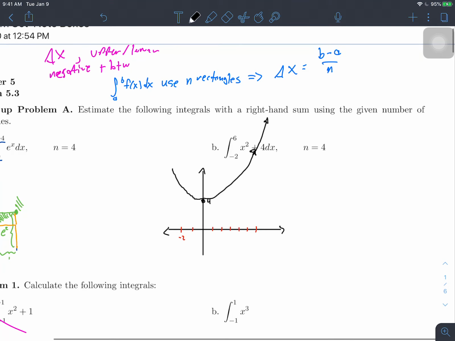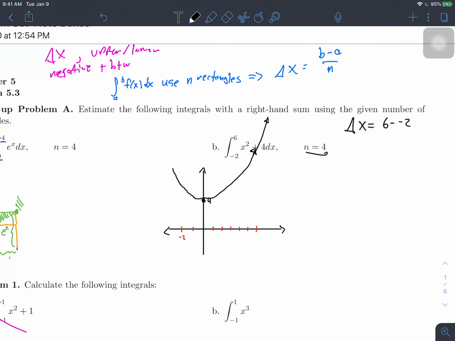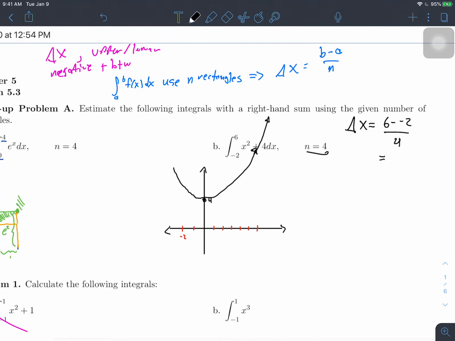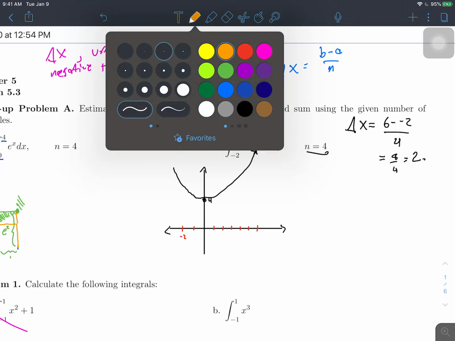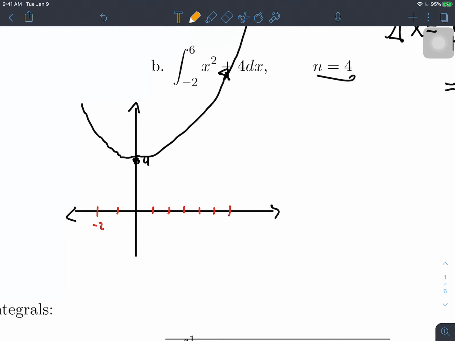We're supposed to use 4 rectangles. What should delta x be for this problem? 6 minus -2 over 4. So I get 8 over 4 equals 2. So each rectangle should be 2 units wide. Let's draw on the bases of each rectangle. The first rectangle goes from here to here. The second one goes from here to here, then from there to there, and from there to there. So these are going to be our rectangles.